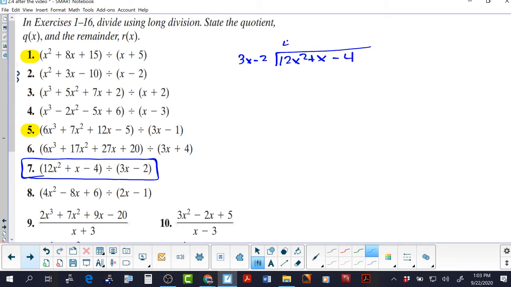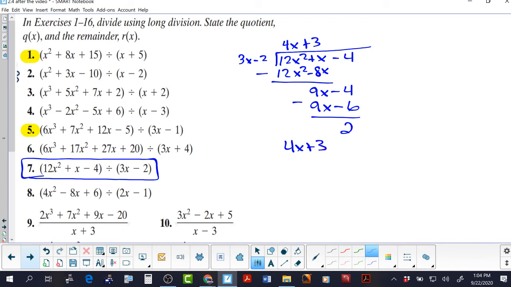So we're going to go 4x, which is 12x squared minus 8x. Always subtract. So 1 minus negative 8 is 9x minus 4. We're going to multiply by 3 to get 9x minus 6. Always subtract. The remainder of 2. So 4x plus 3 plus 2 over 3x minus 2.